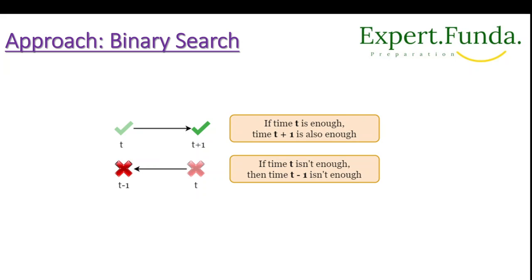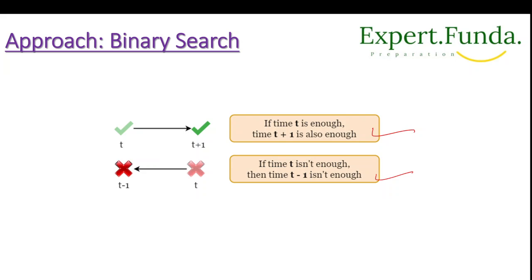how we will use the brute force approach. Since we are asked to find the minimum valid time to finish the total trip, it is safe to check each time starting from the smallest. So if the current time is not enough, we will move to current plus 1. See, if time t is enough, we can say t plus 1 is also enough. And if time is not enough, it means t minus 1 is not enough.